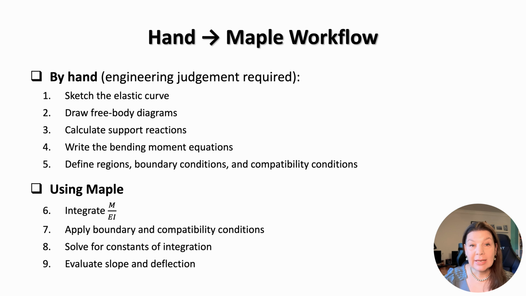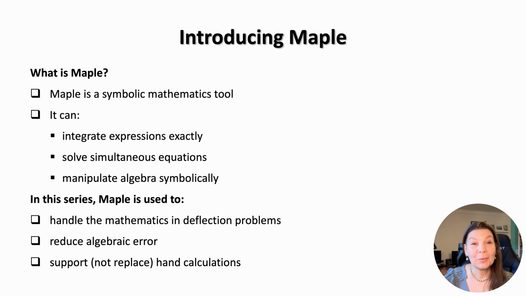Maple does not decide how the problem is set up. It simply carries out the calculations it is given. So the mechanics define the problem, and Maple solves the equations. So, what is Maple? Maple is a symbolic mathematics tool. It can integrate expressions exactly, solve simultaneous equations, and manipulate algebra symbolically.